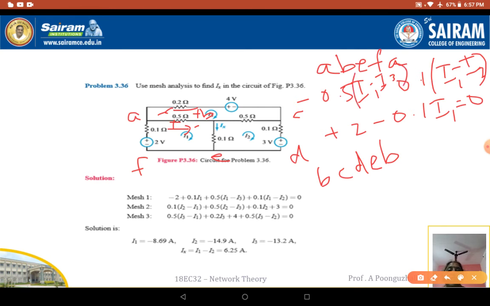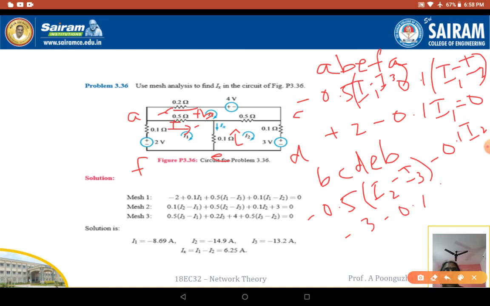So when I'm going to take B, C, D, E, B, it is going to be minus 0.5 into your I2 minus I3, minus 0.1 into I2 minus 3. So current is entering like this. So that is nothing but minus 0.1 into I2 minus I1.